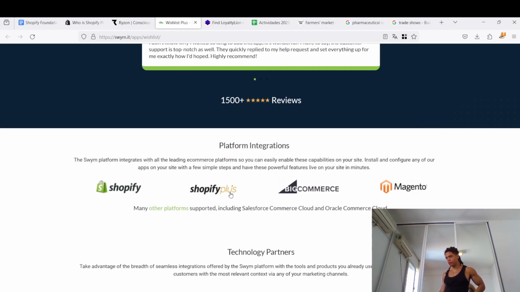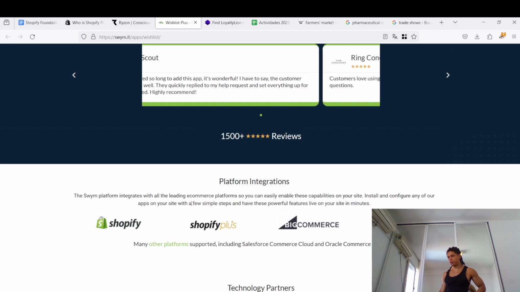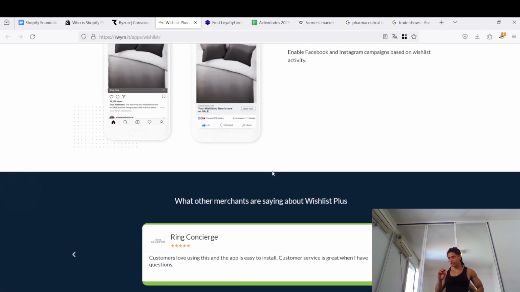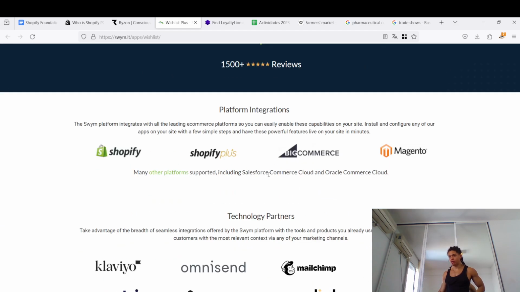Interesting. So they have this integration now. Okay. Interesting. Shopify Plus, BigCommerce, Magento. Many other platforms for support include Salesforce Commerce Cloud and Oracle Commerce Cloud. Okay. Platform integration. So they integrate that per platform, as well as Shopify Plus.